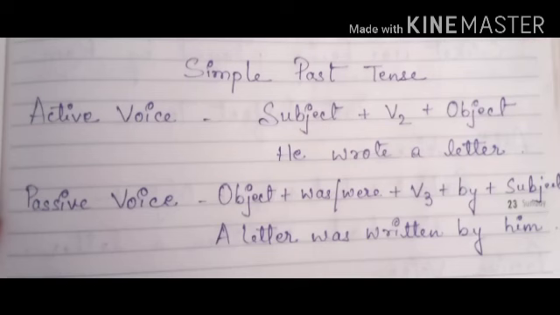Now simple past tense. In the active voice, what is the structure? Subject plus V2 plus object. For example, he wrote a letter. Now, when it is converted into passive voice, the object comes first and becomes the subject. Then we have was or were plus V3 plus by plus subject.